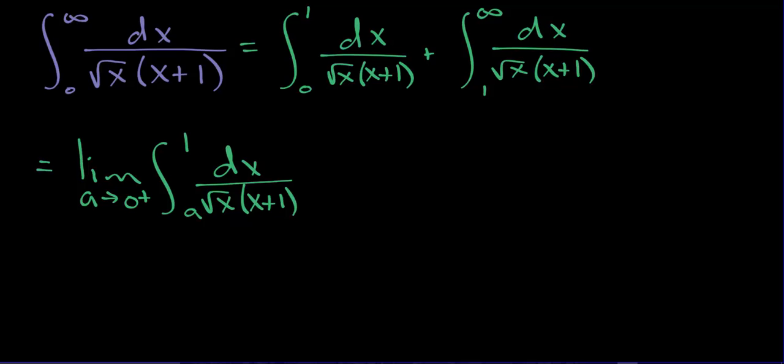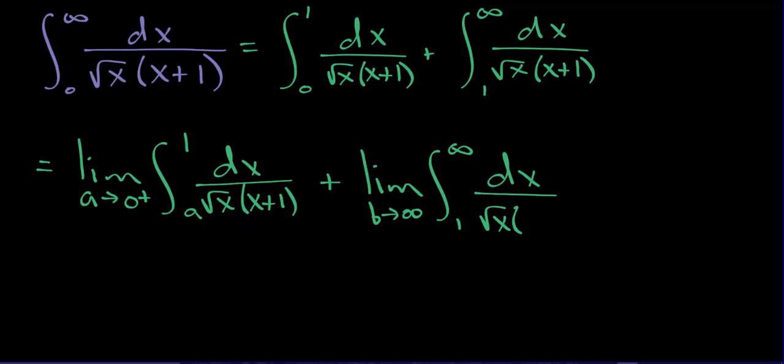Like that. And then this other one, it's going to be a limit as well. The limit as b goes to infinity of dx over the square root of x, x plus 1. Oh, and there's a b up there, isn't there? Okay, like that.